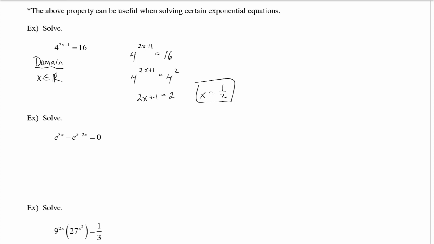Now, you might be thinking, whoa, whoa, whoa, wait a minute. That's not how I would have solved it, Mr. Franklin. Maybe some of you were looking at this saying, wait, that's exponential form, so why don't I switch it to a log? Log base 4 of 16 is 2x plus 1. Log base 4 of 16 is 2, and I get the same answer. And that's absolutely fine. So yes, there are options. Feel free to switch it to log form.